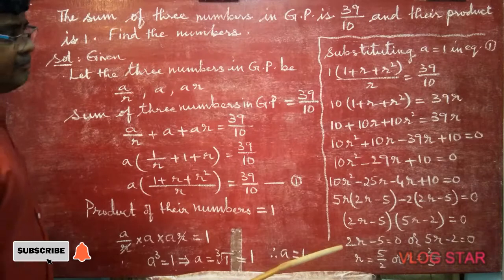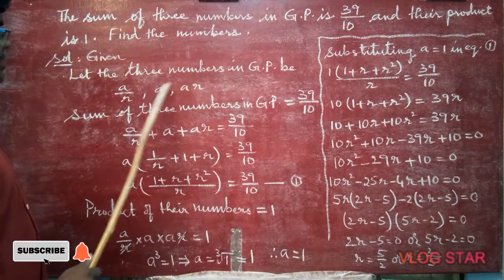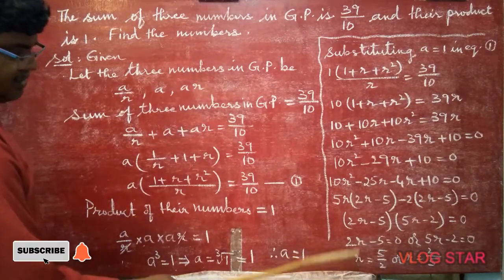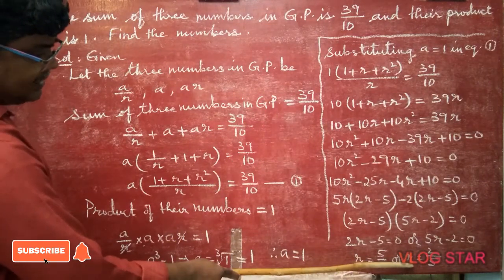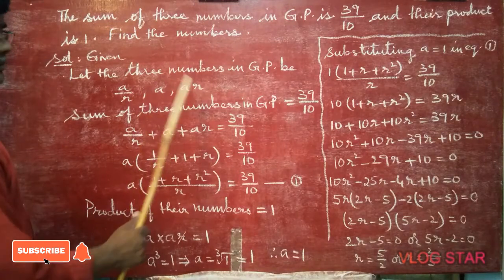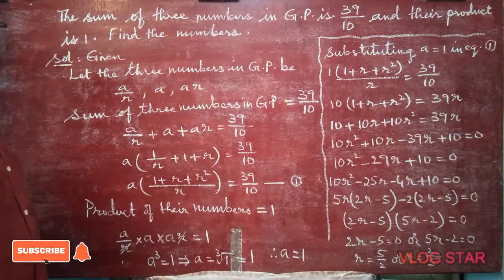The remaining terms you find: first term, second term, third term. Taking this as the first case, you see the textbook. In the second case, take this as r, and again you get the same numbers in reverse. That's all.